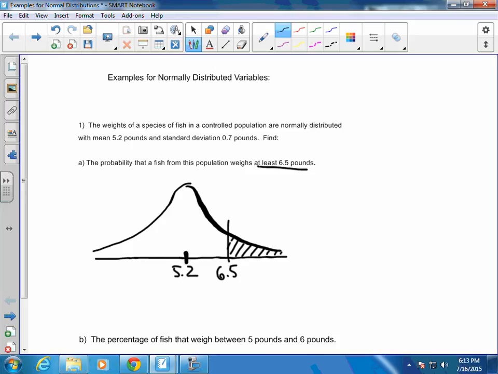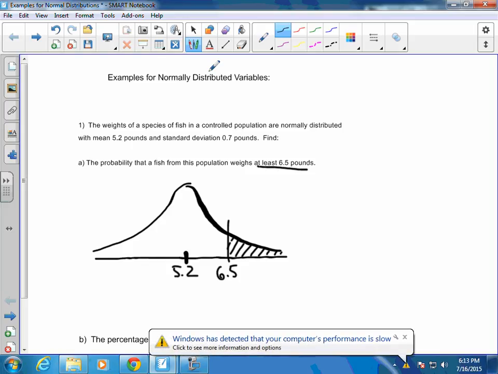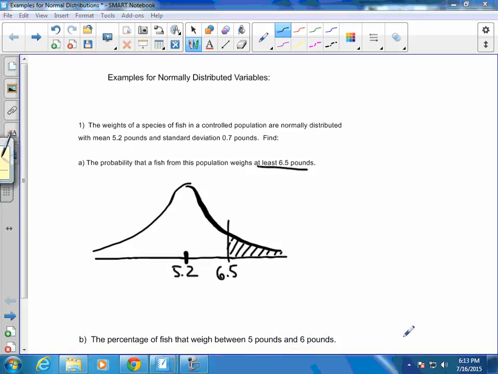And since normally distributed variables are continuous, whether or not it's exactly 6.5 is irrelevant. Weights or any continuous variable can't be an exact value, so we always have to have an interval of interest. So it's always going to be an area to the left of a value or to the right of a value or in between two values.